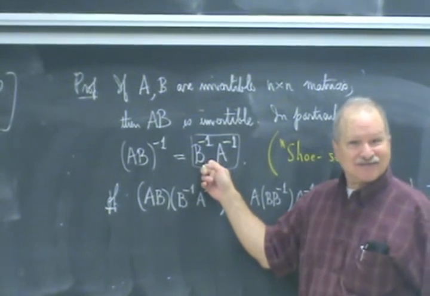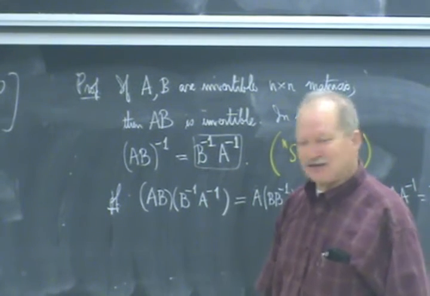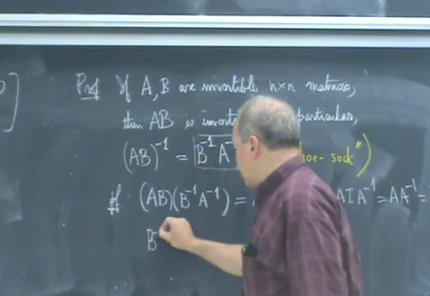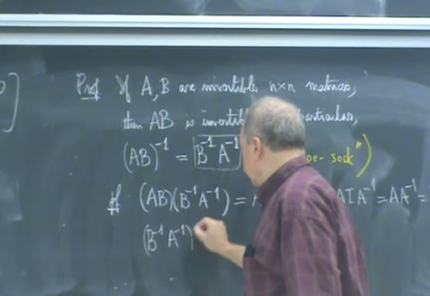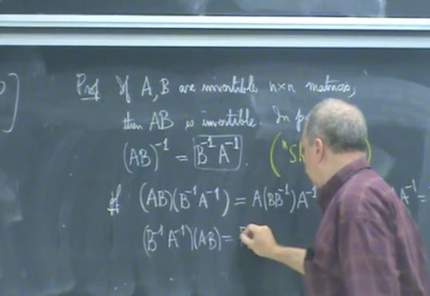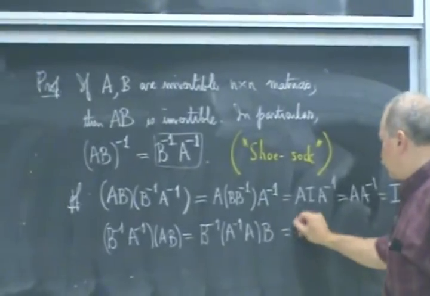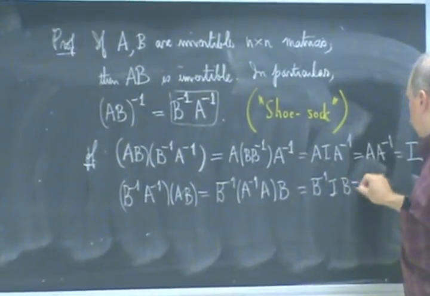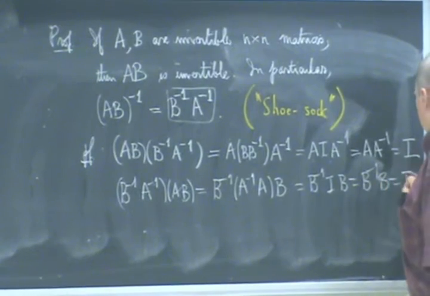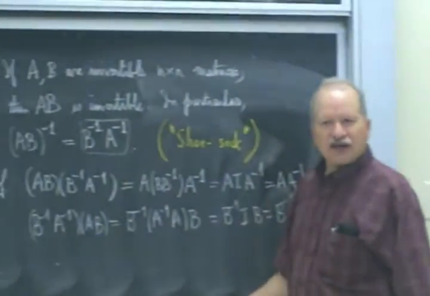And you can see that to make things cancel, you need to reverse the order here. It's the same thing as with the socks and shoes. And similarly, on the other side, same idea, but now you're using A in the middle. Okay. So this will be useful at numerous times through the course. Any questions on that?